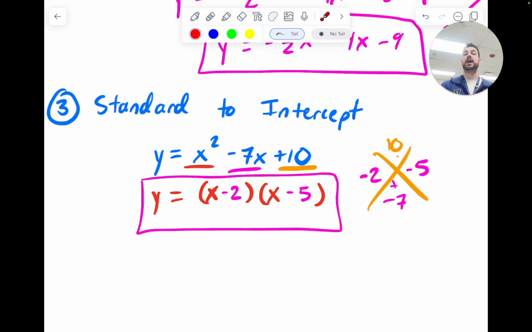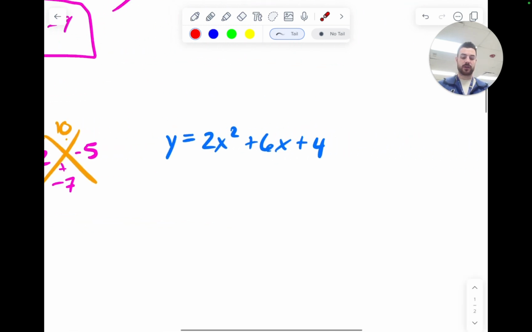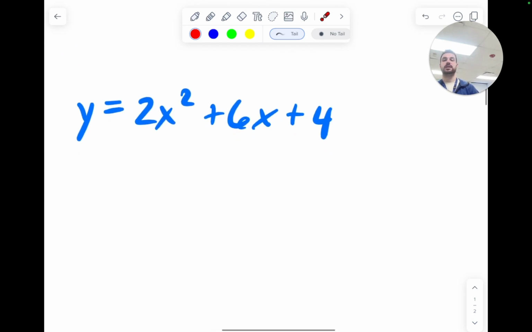Some people like to use the box method here. Either one is totally okay with me. It is just going to be up to you. Now, most of our problems to go from standard to intercept form are going to look just like this one. However, there might be a small difference. And now the difference here is our a value is not 1.